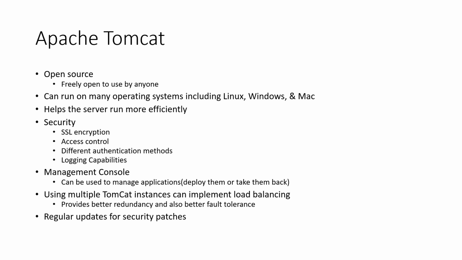Next we have the management console. This can be used to manage applications, like deploying applications, or undeploying them, which can be very useful. Using multiple Tomcat instances can implement load balancing. So this is worded wrong, but using multiple Tomcat instances implements load balancing. So it provides better redundancy and also better fault tolerance.